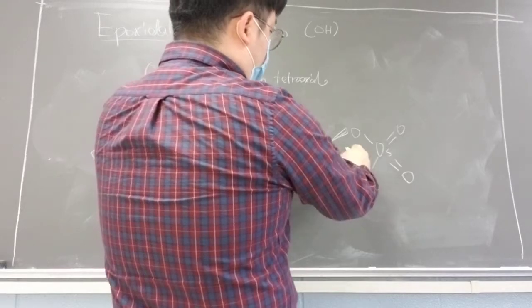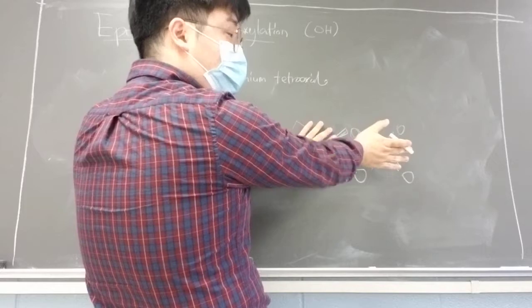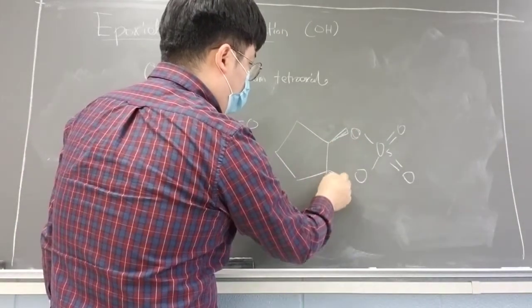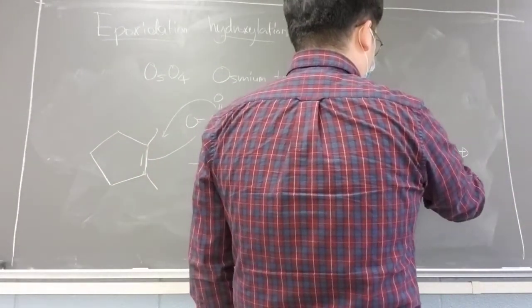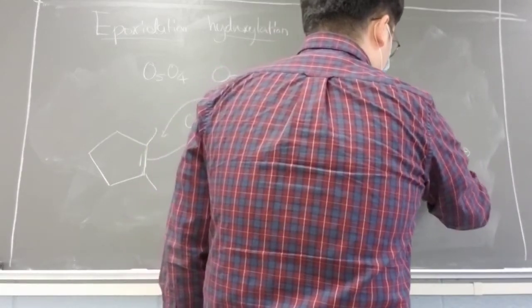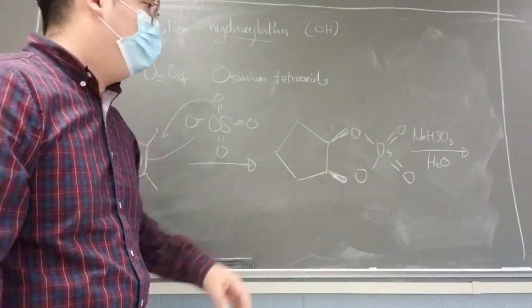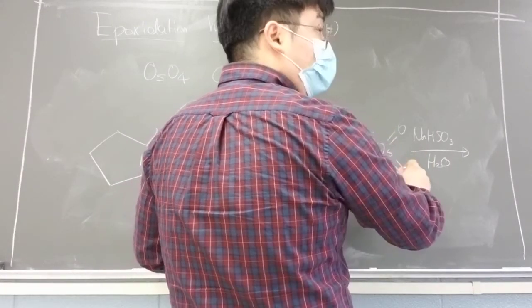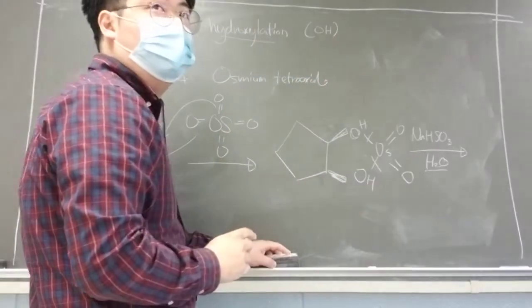So this is kind of in the plane position. They come in on the same face, so on the same side over here. You see, those two bonds are on the same side, and then you use sodium bisulfite and some water. What happens here is it will cleave those two bonds, and then the water will add a hydrogen over here.